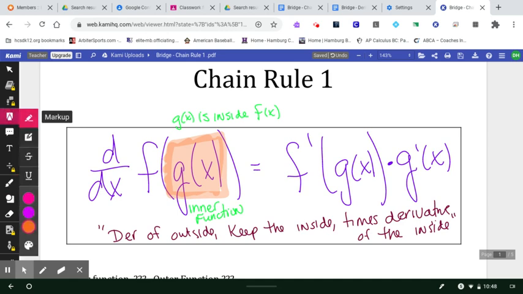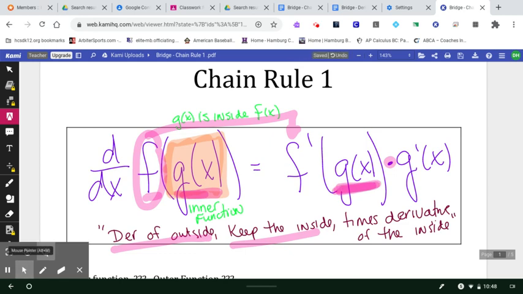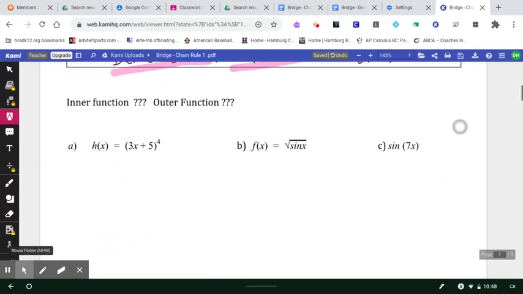So let me walk you through how the chain rule worked here. G of x is inside of f of x. So when I derive it, I'm taking the derivative of the outside. So my outside is f, so we called that f prime. We kept the inside. We didn't touch that inside g of x function. And then we did times. Now we took the derivative of the inside, times g prime of x. So we're going to walk through a bunch of examples and just kind of focus on deriving these.